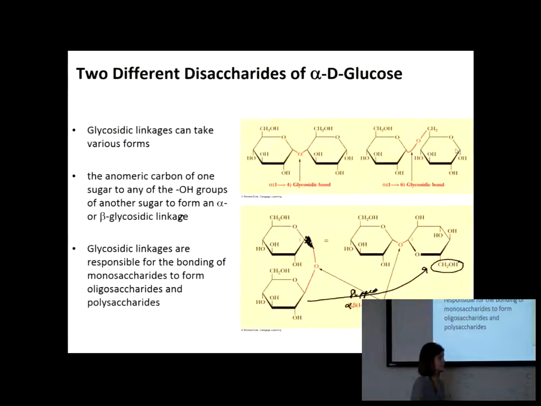So here, this is the free anomeric carbon. Yes? So that makes it a reducing sugar. That makes it a reducing sugar because it can get oxidized there.